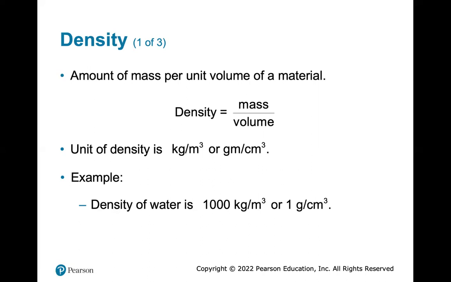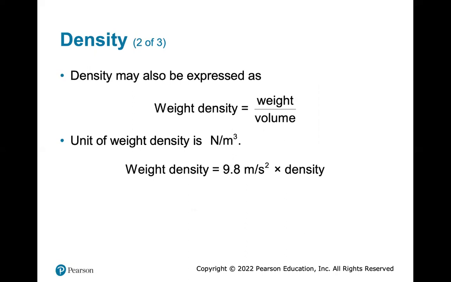The unit of density is kilograms per cubic meter or grams per cubic centimeter. So the density of water is 1,000 kilograms per cubic meter or 1 gram per cubic centimeter. Density may also be expressed as the weight density, the weight over the volume. The unit of weight density is newtons per cubic meter. So the weight density is 9.8 meters per second squared times density, and you'll get the weight density. I don't remember using weight density much.